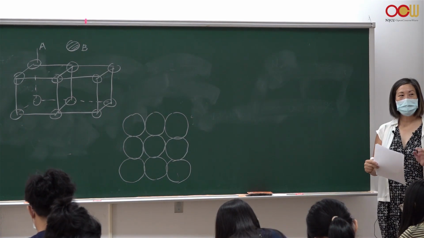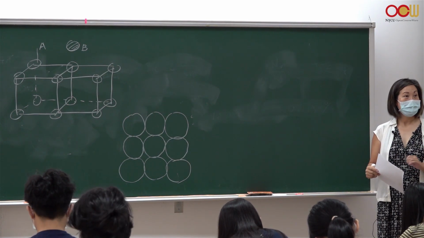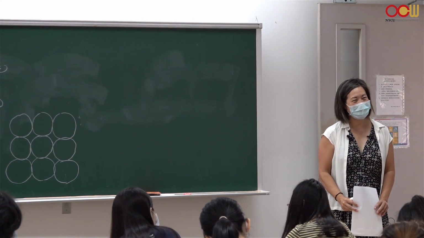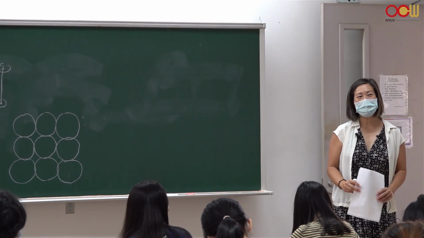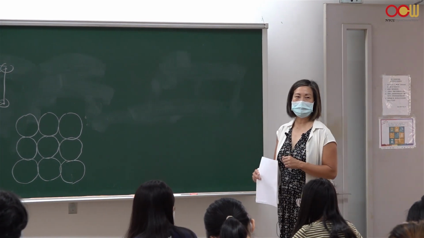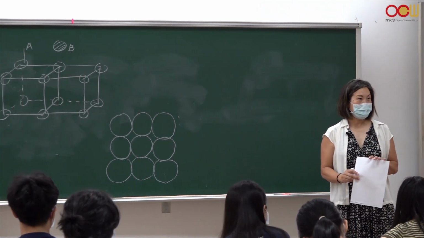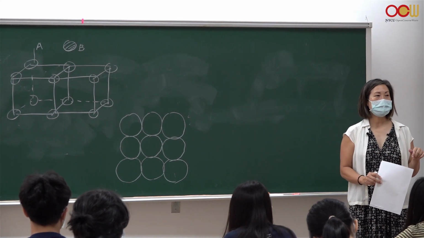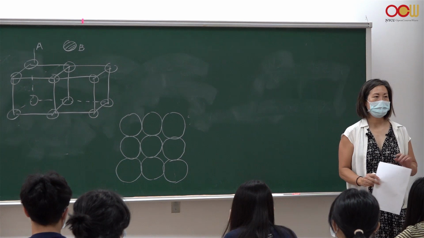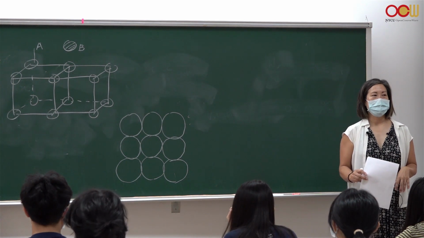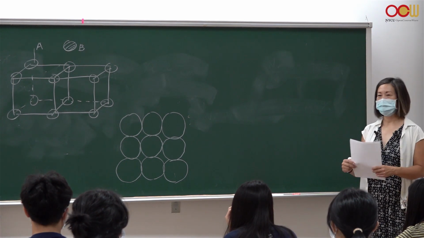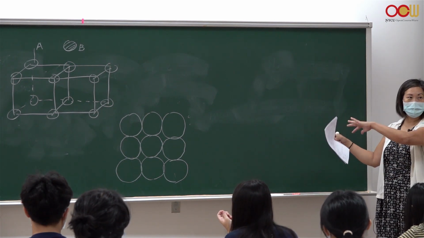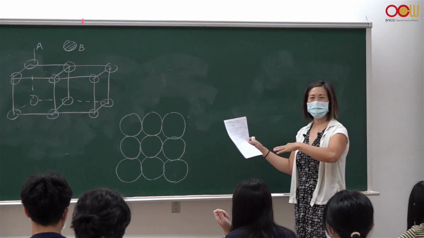All right. Any questions so far? Yes. How about FCC and HCP? Yes, actually you're right, because they do have the same number of nearest neighbors in HCP, hexagonal close-packed, and face-centered cubic. So those two you can mix. Very good observation, as long as they satisfy the other rules as well.